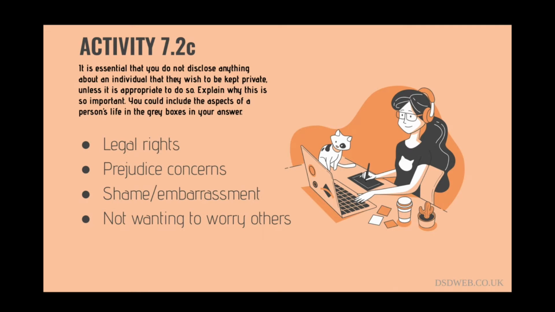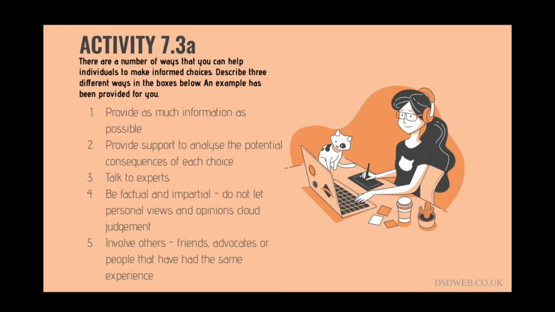The next question asks you to describe 3 different ways that can support individuals receiving care to make informed choices. Of course, you should provide the individual with as much information about their choices as possible. The information you provide must be factual and impartial, so you should not let your own personal views interfere with the thought process. You may also help individuals to analyse the potential outcomes of each choice and, where necessary, obtain expert guidance. For example, if an individual has to decide whether to undergo a medical procedure or not, they should be supported to obtain the information they need from a health professional, such as their doctor or surgeon.